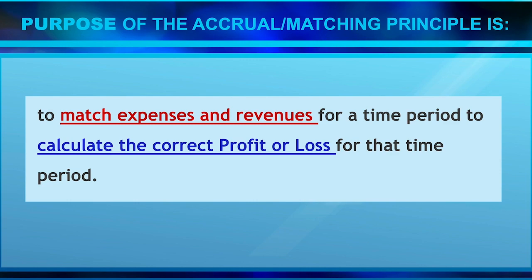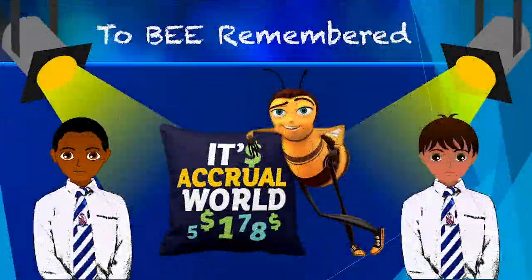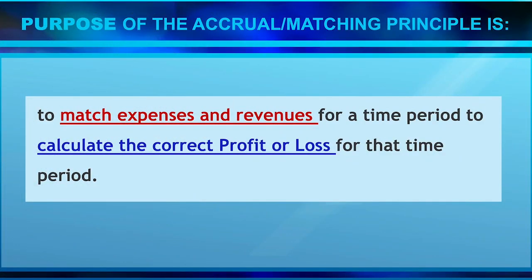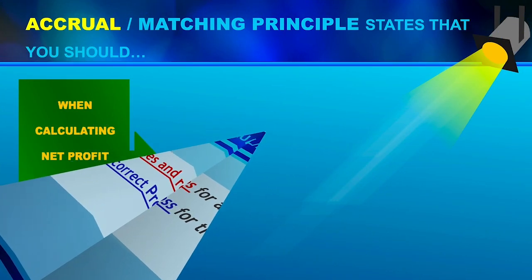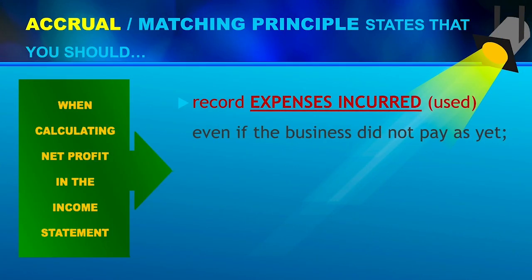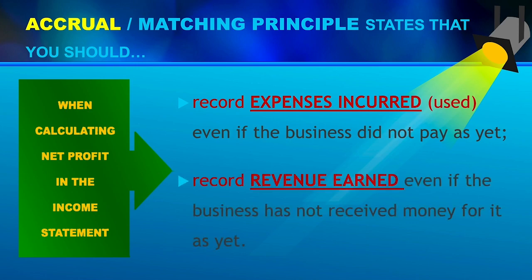First one is the accrual or the matching principle. Just remember, accounting is accrual world. So to match expenses and revenues for a time period to calculate the correct profit or loss for that period is the purpose of the accrual or the matching principle. In other words, it states that you must match the expenses and revenues for the period with that particular period to get the correct profit or loss. And the correct expenses would be the expenses incurred, and the correct revenue would be the revenue earned.